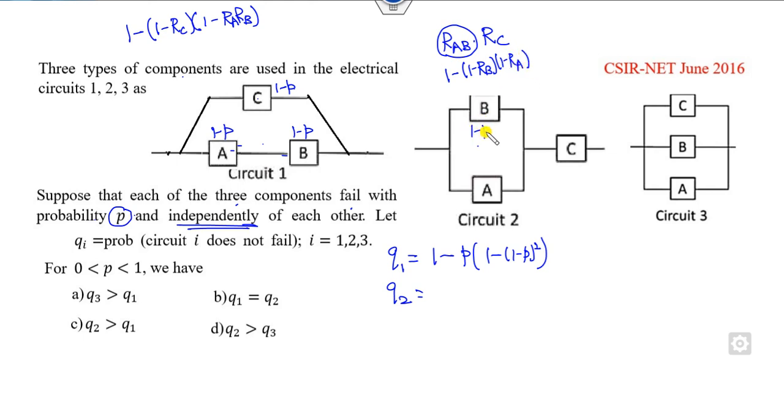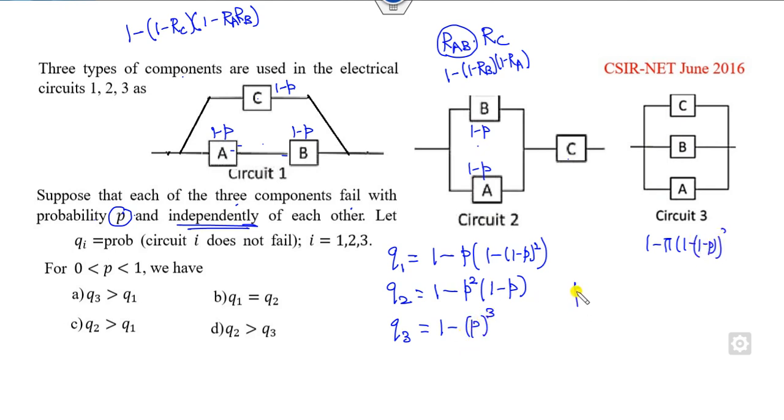So what is that? This failure probability is my P. So survival is 1 minus P, 1 minus P. So it is P square, and what is the... this is 1 minus P. What is the Q3? They are all in the parallel. So 1 minus the product of 1 minus of this. So it is my 1 minus P.